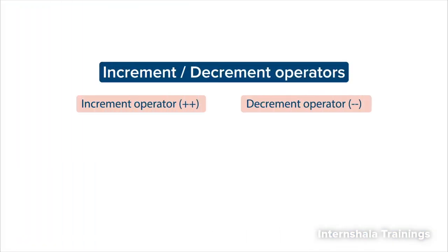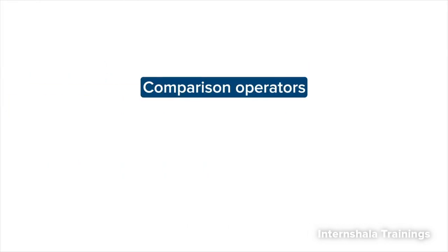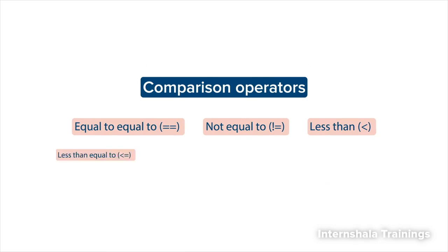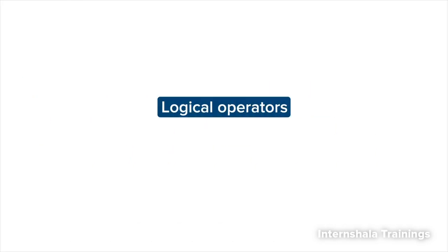Next, we have increment and decrement operators, which work exactly the same as in case of PHP without any modifications. That is, using the increment and decrement operator on our variable, we will increase or decrease the value of the variable by 1 respectively. We will now move on to the comparison operators. Again, they are the same as we studied in PHP. The operators equal to, not equal to, less than, less than equal to, greater than, and greater than equal to work the same way in JavaScript also. Next, we have logical operators. So, the operators and, or, and not work exactly the same as we studied in PHP.